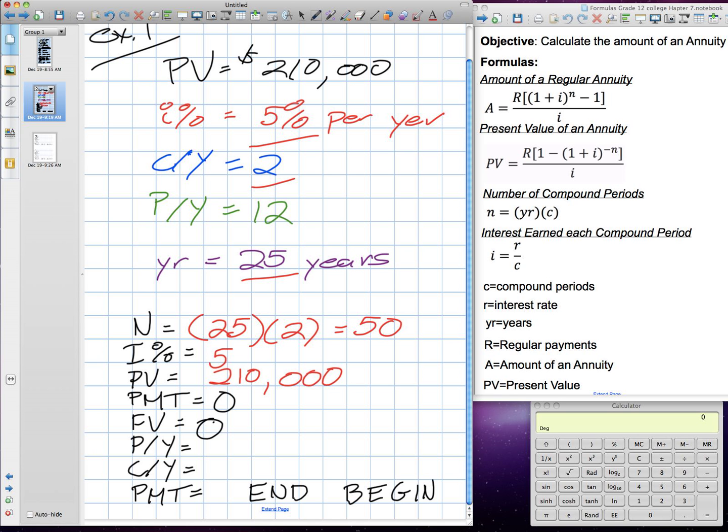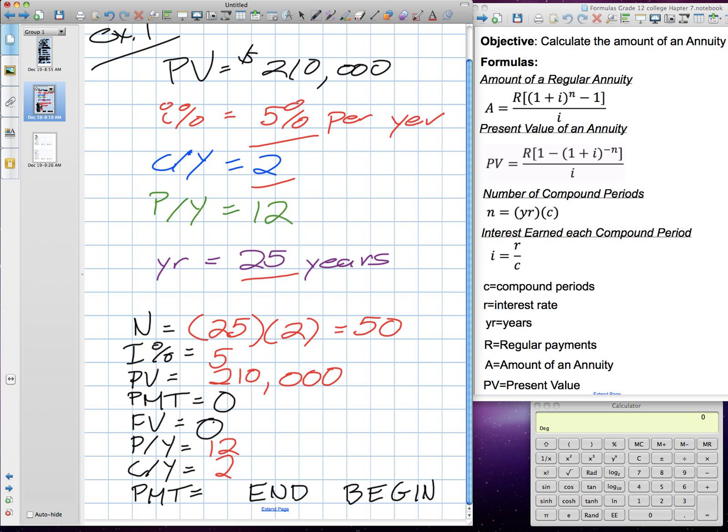Now we talked about what PY was before. Anyone remember? Payments per year. These people are paying off a mortgage, and we said that the mortgage was being paid off monthly. So how many times per year does that mean they pay? 12. Good. So that's 12 payments per year. What does CY stand for? Yes, how many times this mortgage or the interest rate compounds a year? What is it? Twice. Good.